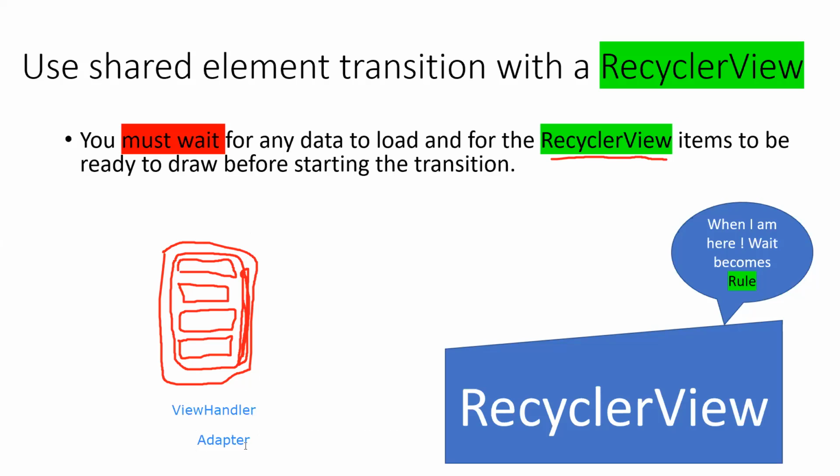So what happens, this adapter is keeping track of data. Once the data is ready, and this element is also visible, it updates this view handler so that the data becomes visible over here.